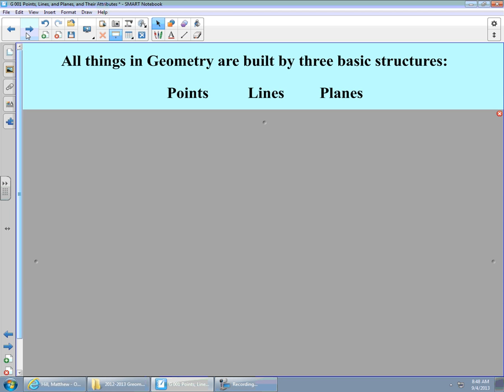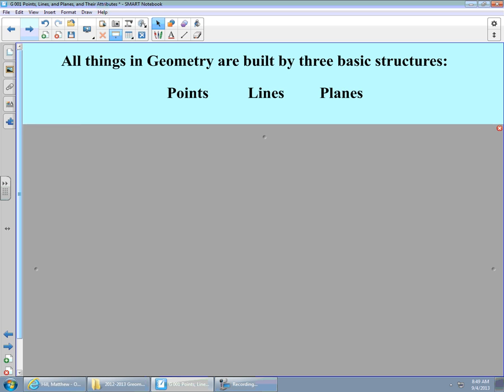Okay, now the basic structures in the world according to Euclid, and that is what this class is based upon. We're not going to spend a whole lot of time talking about non-Euclidean or taxicab geometry or anything like that. We are studying Euclid's geometries. In the world according to Euclid, everything could be broken down into three basic structures: the point, the line, and the plane. We're going to get definitions to go along with point, line, plane in a minute, so you might hold off just a minute on where you actually put them.